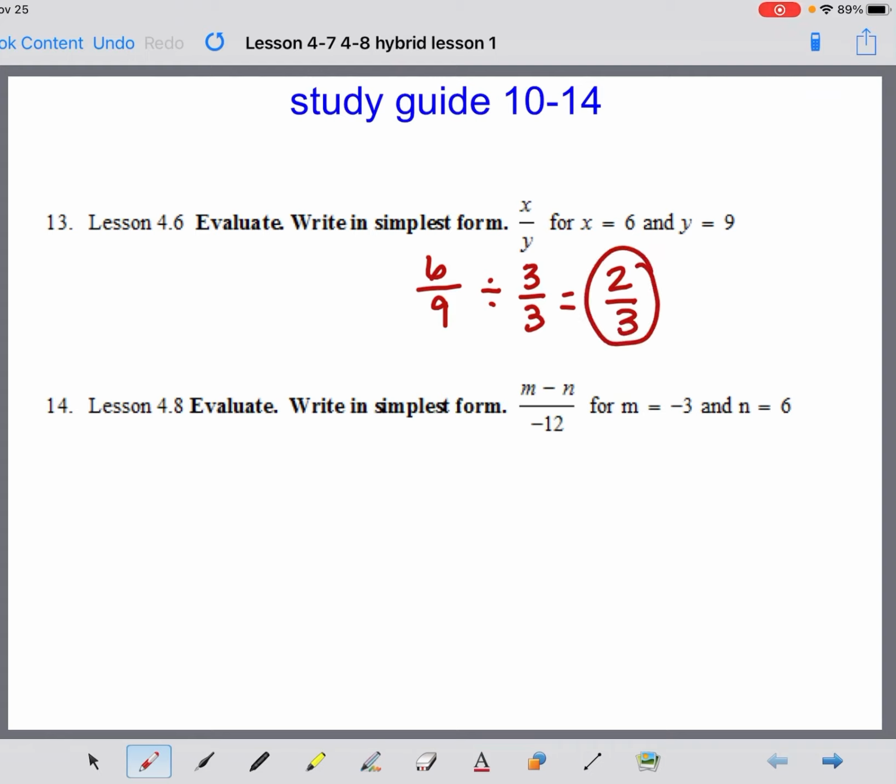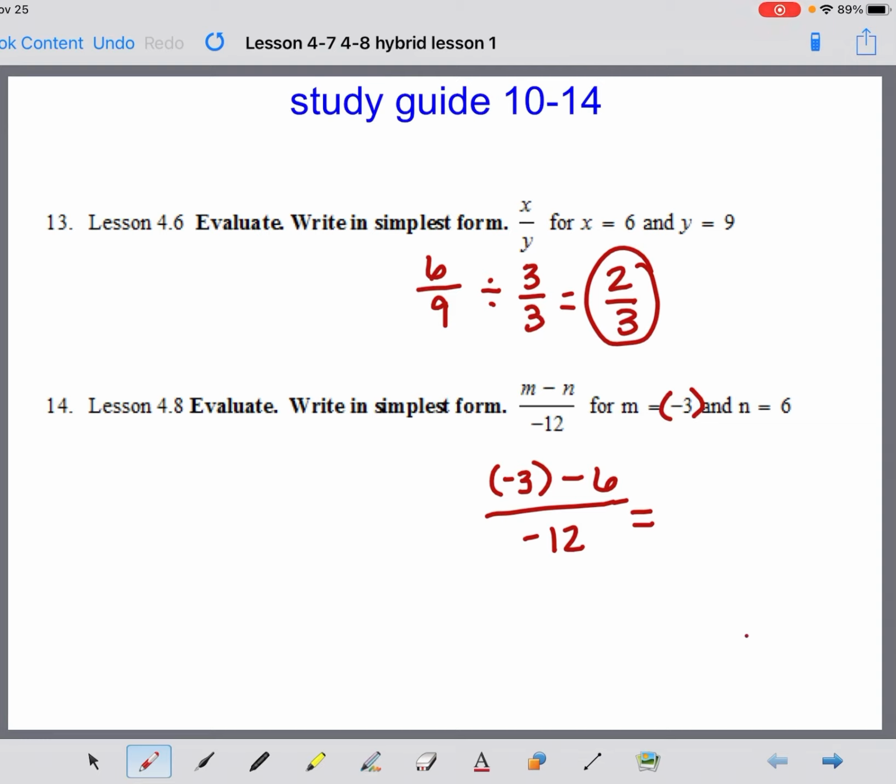The next one, evaluate this one. m minus n divided by -12 for m equals -3 and n equals 6. I know that I need to substitute a negative number into the expression. When I substitute a negative number, I always use parentheses. Then, following the order of operations, I simplify the numerator first before I divide.